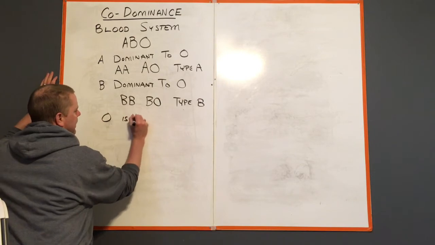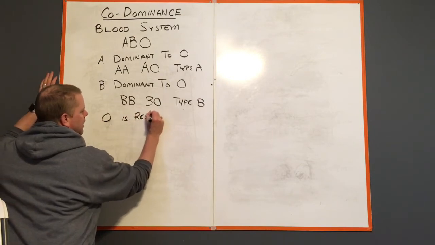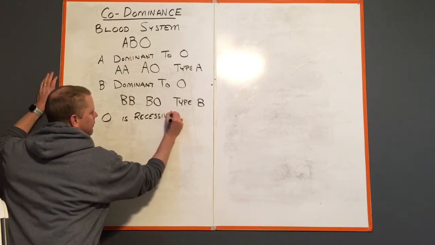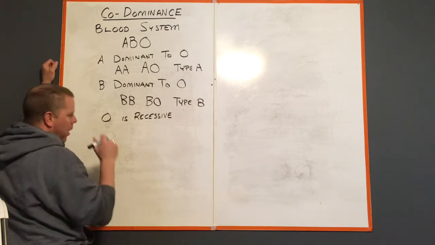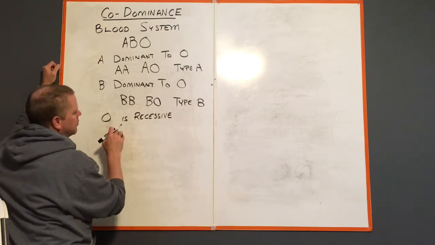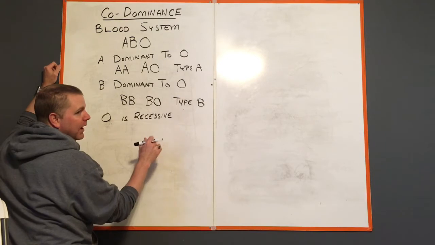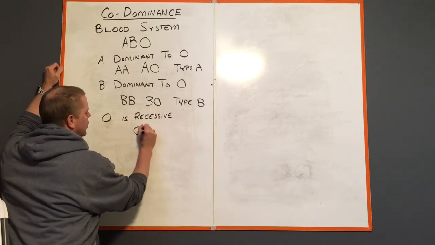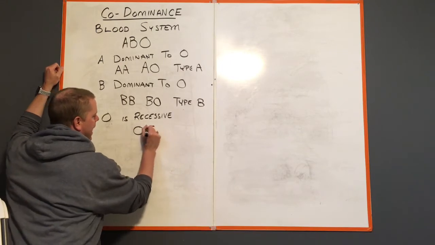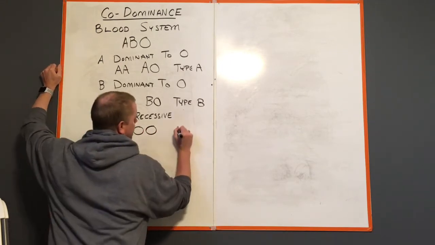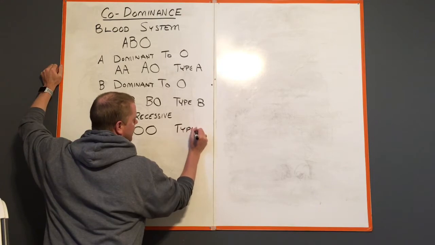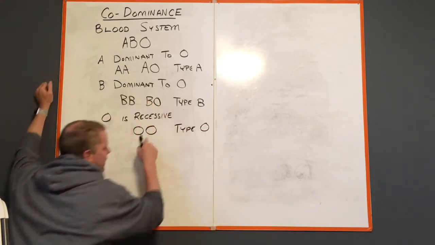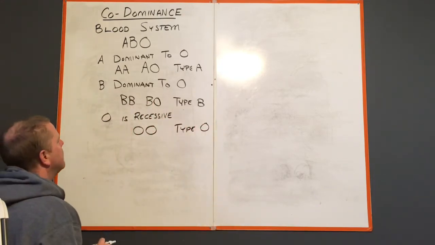So what does that mean? Well, just like everything we talked about for the last couple of weeks, for the most part, we've talked about things where recessive requires two alleles. And that is the case here. In order to have type O blood, you had to receive one allele from mom and one allele from dad. So in this case, the individual has type O blood, and that's the way we can get it, okay?